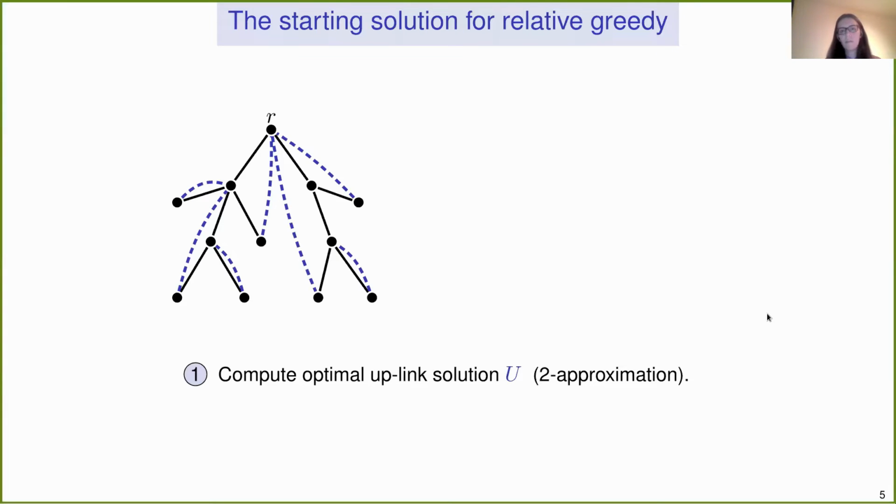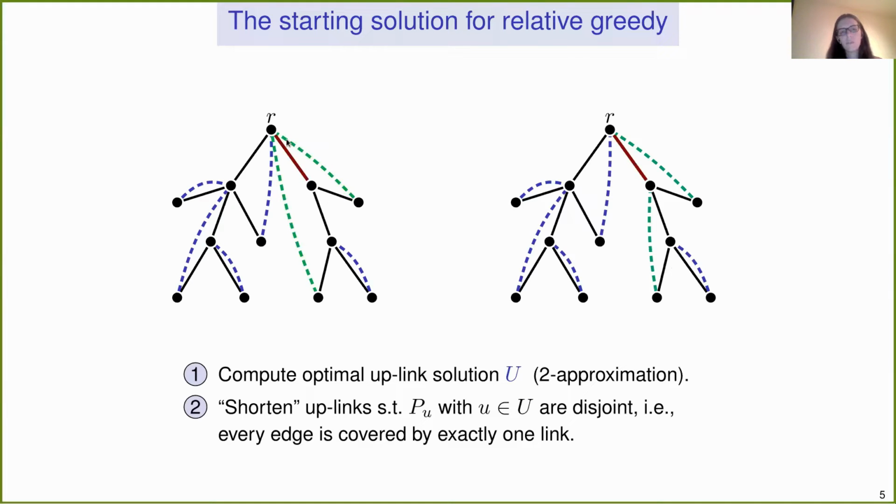So let's make that concrete for weighted tree augmentation. What's the starting solution for our algorithm? The first thing we do is to obtain the starting solution by applying that simple 2-approximation that I explained to you in the beginning of the talk. And then, having this 2-approximate solution that contains only uplinks, we want to make the solution even more structured. Namely, we want to make sure that every edge of our tree is covered not only by at least one of the uplinks, but by exactly one of the uplinks in our 2-approximation U.